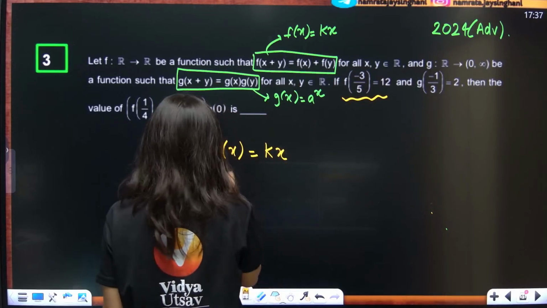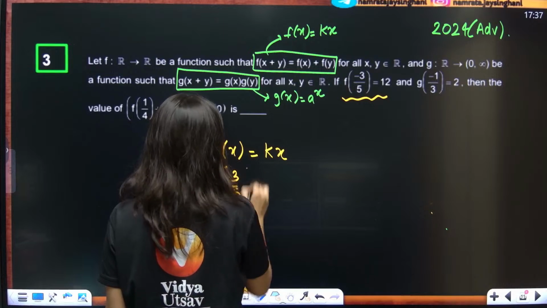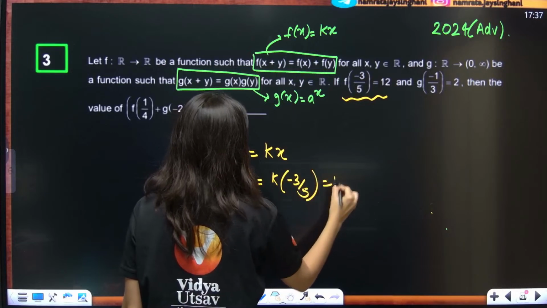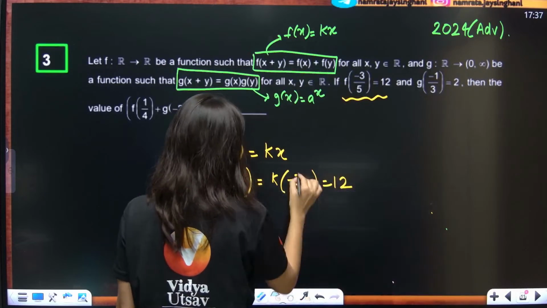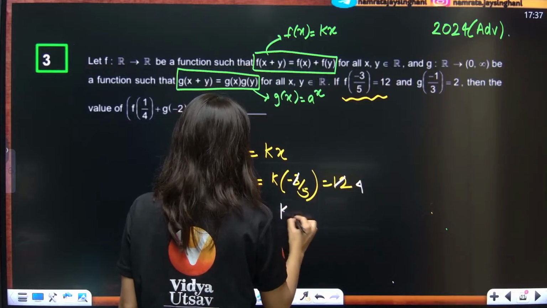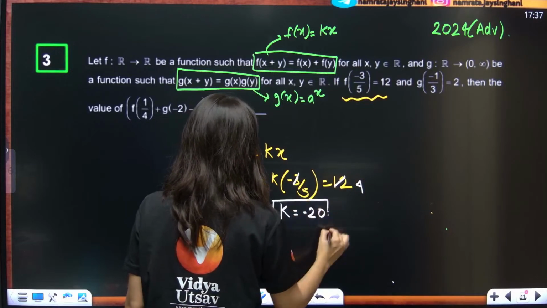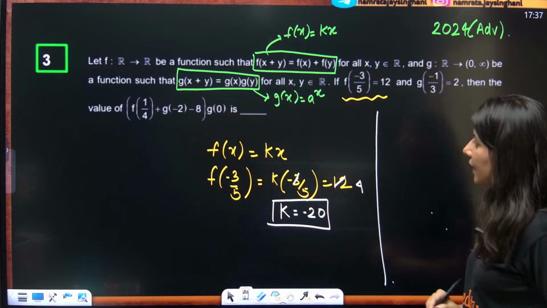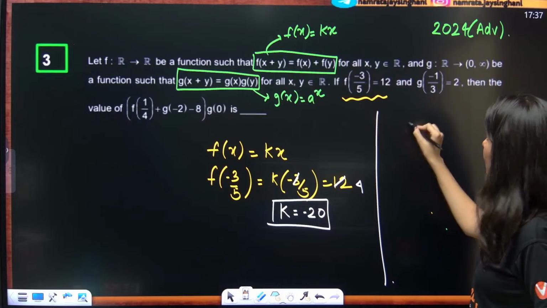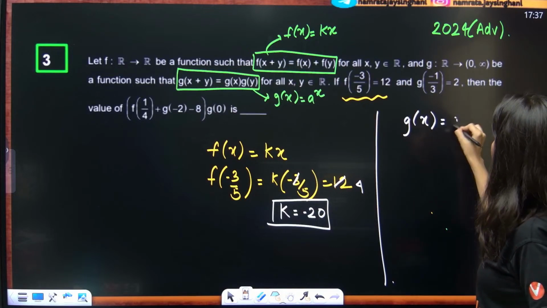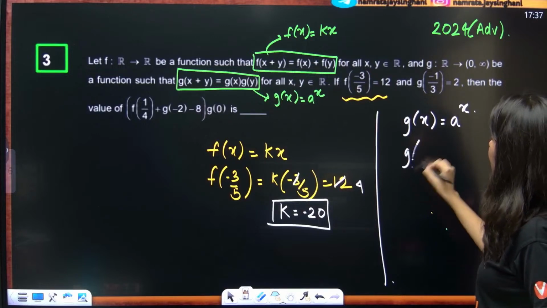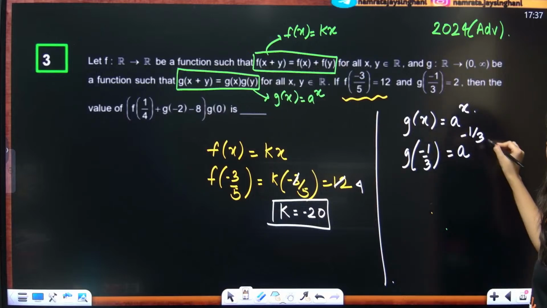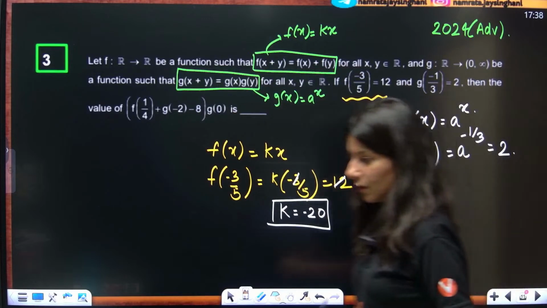Now use this. F of minus 3 by 5 is nothing but k into minus 3 by 5, and as per the question it is 12. So 3 ones are 3, 3 fours are 12. K is coming out as minus 20. K is nothing but minus 20. Okay. Then g of x is equal to a power x. So g of minus 1 by 3 is equal to a power minus 1 by 3, which is nothing but 2.